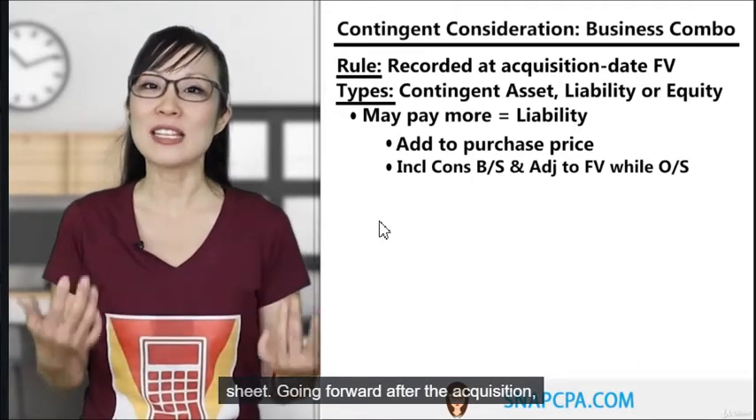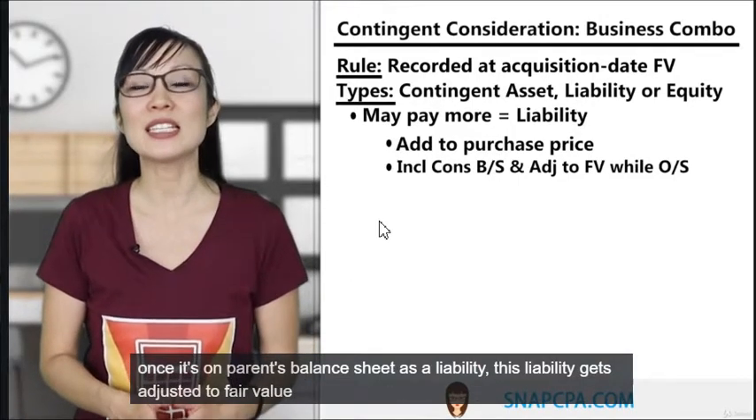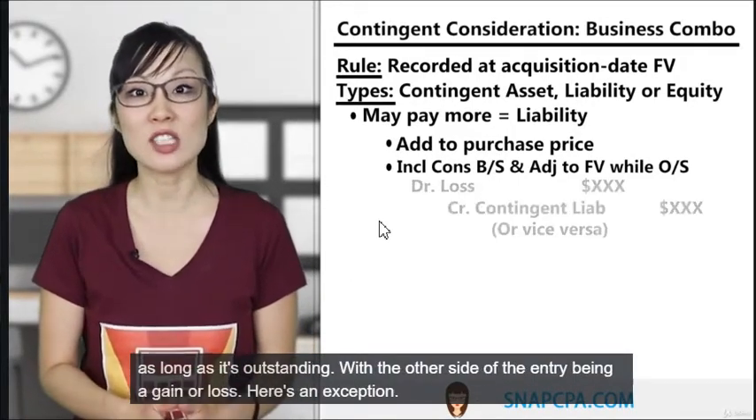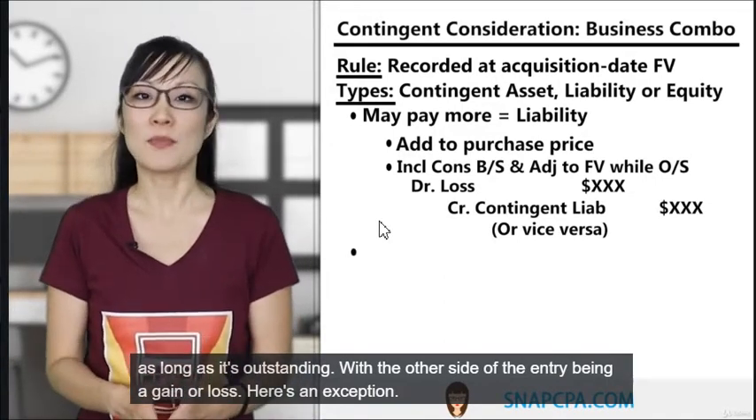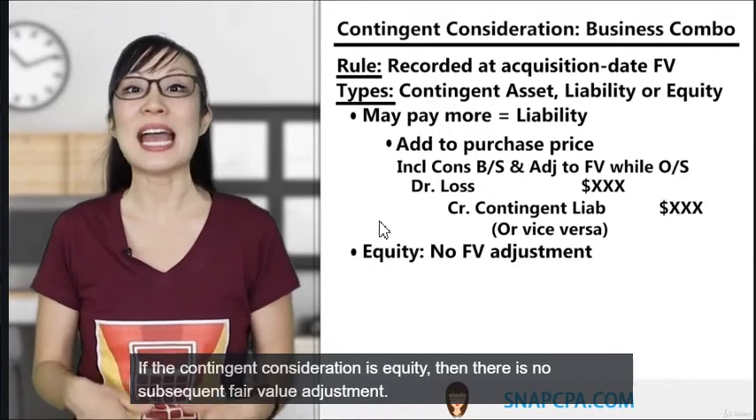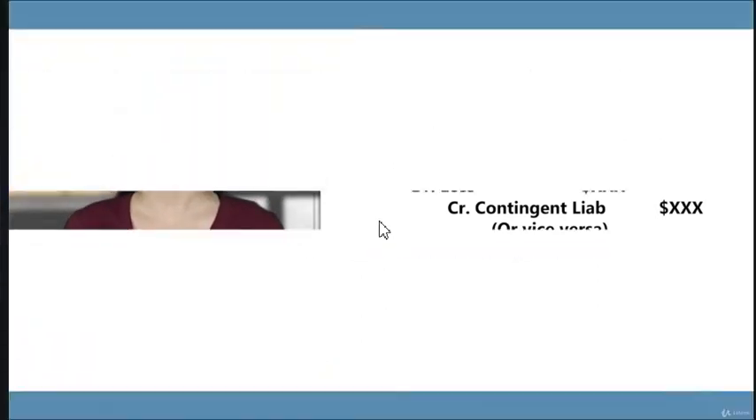Going forward after the acquisition, once it's on parent's balance sheet as a liability, this liability gets adjusted to fair value as long as it's outstanding, with the other side of the entry being a gain or loss. Here's an exception. If the contingent consideration is equity, then there are no subsequent fair value adjustments.